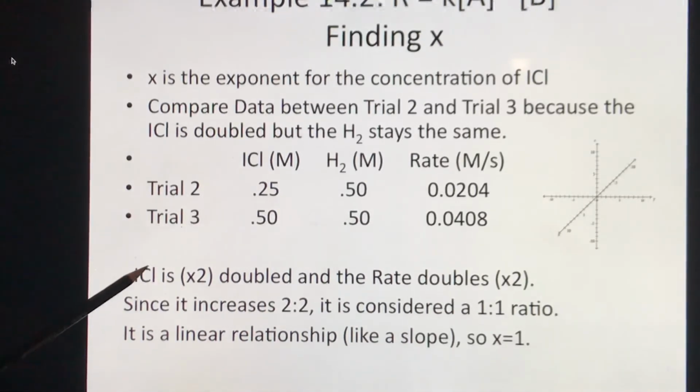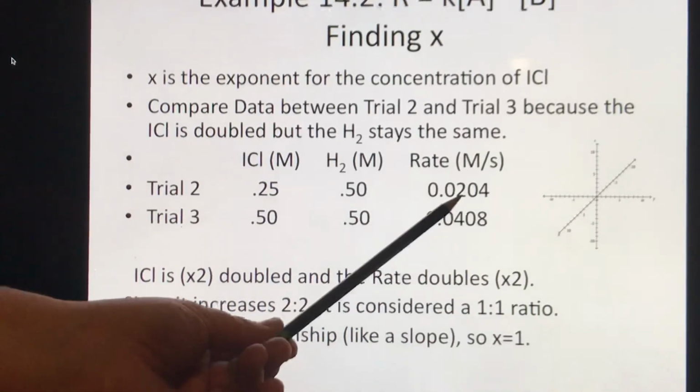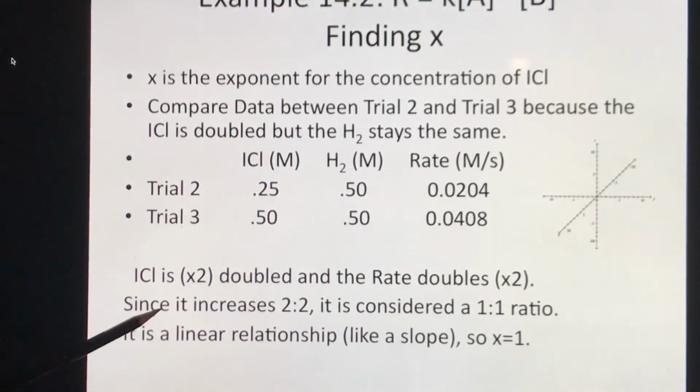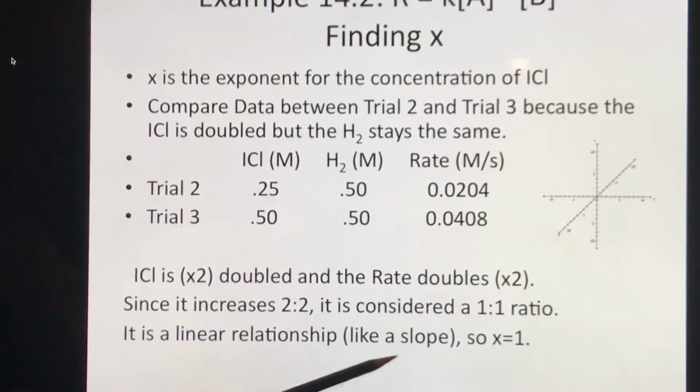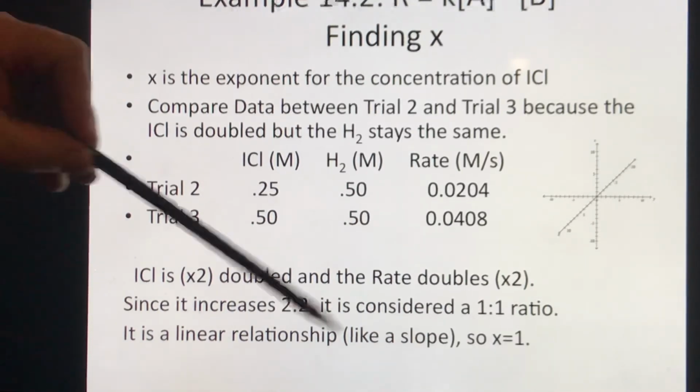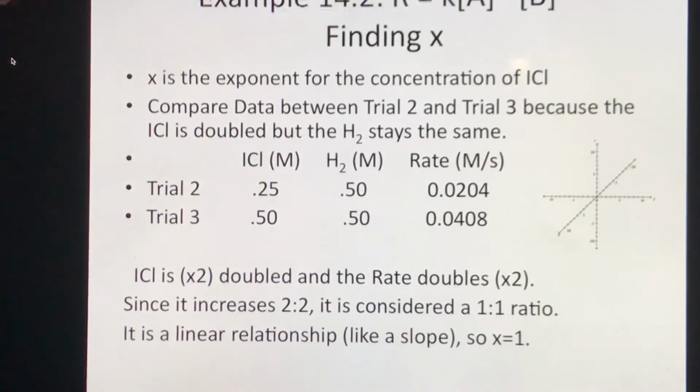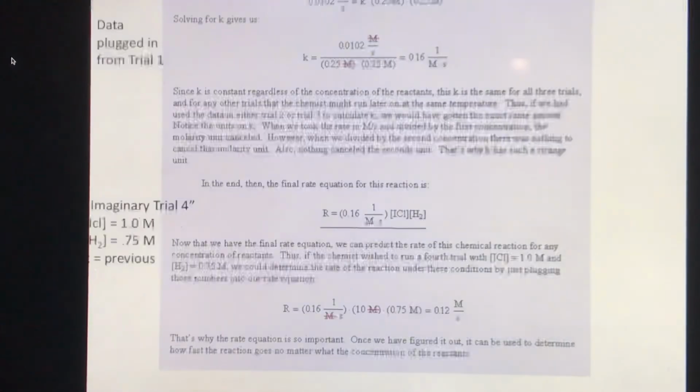Now in this case, the ICl is doubled and the rate doubles again here. So it's the same type of relationship we saw in Y. Since they both increase by 2, it's considered a 1-to-1 ratio. It's a linear relationship, so the x is 1. And so I'll just point out that when we finally plug in the value for x and y, which is just 1 and 1, they don't actually write a 1 there. It's just understood that it's 1 even though you don't write it.